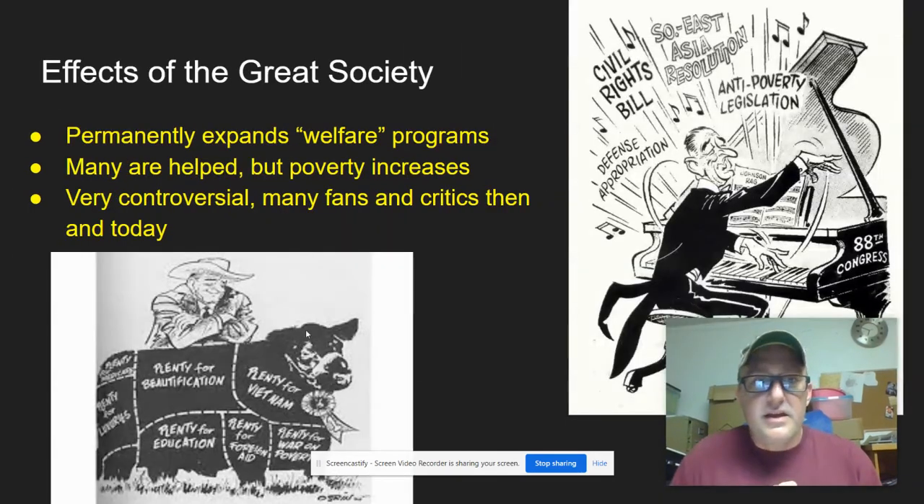All right. Next up, the effects of the Great Society. A lot of people would be very critical of these programs.